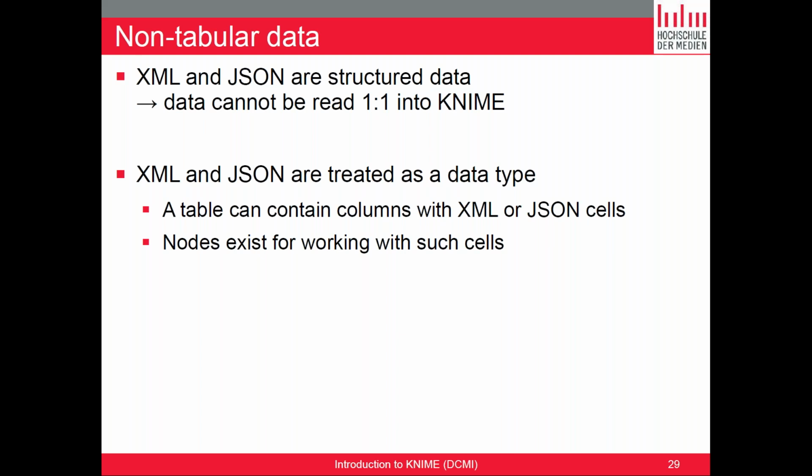So KNIME deals with it by first treating XML or JSON as a data type. So any data table in KNIME can contain columns with XML or JSON cells. And again, there are nodes that work on JSON and XML cells, just like there are nodes that work on strings or numbers. The way it's being done is quite interesting.